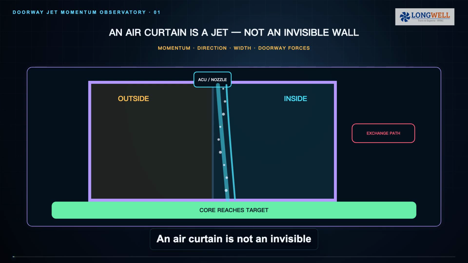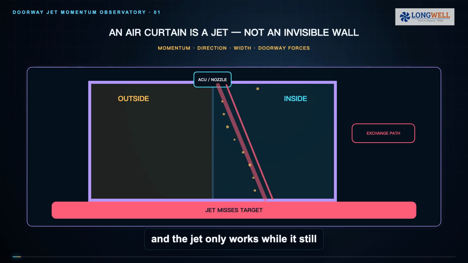An air curtain is not an invisible wall. It is a moving jet, and the jet only works while it still has enough momentum, direction, and width to resist the forces across an open doorway. If the stream stops halfway down, leaves a gap at one edge, or is bent by wind and building pressure, outside air can cross even though the unit is running loudly above the door.